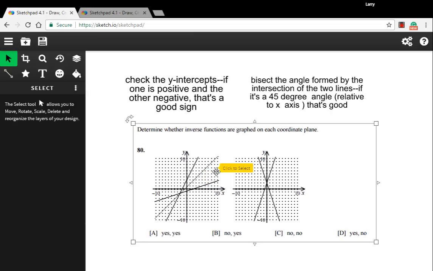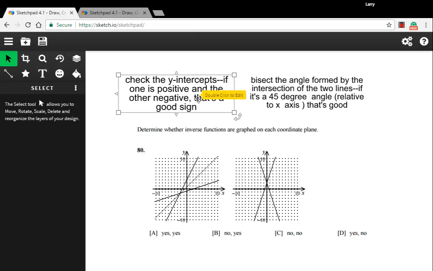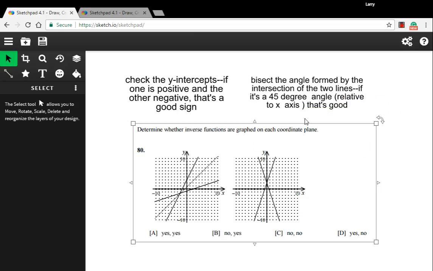So now that line is bisecting the angle, and it does look like it effectively bisects the angle. We don't have it looking much bigger on one side or the other, and that's a nice 45-degree angle. So I would say yes, this first one does represent the graphs of inverse functions. So check the y-intercepts. They need to be one positive, one negative, and then see if the bisector of that angle runs at a 45-degree angle. If that's the case, you've probably got inverse functions.